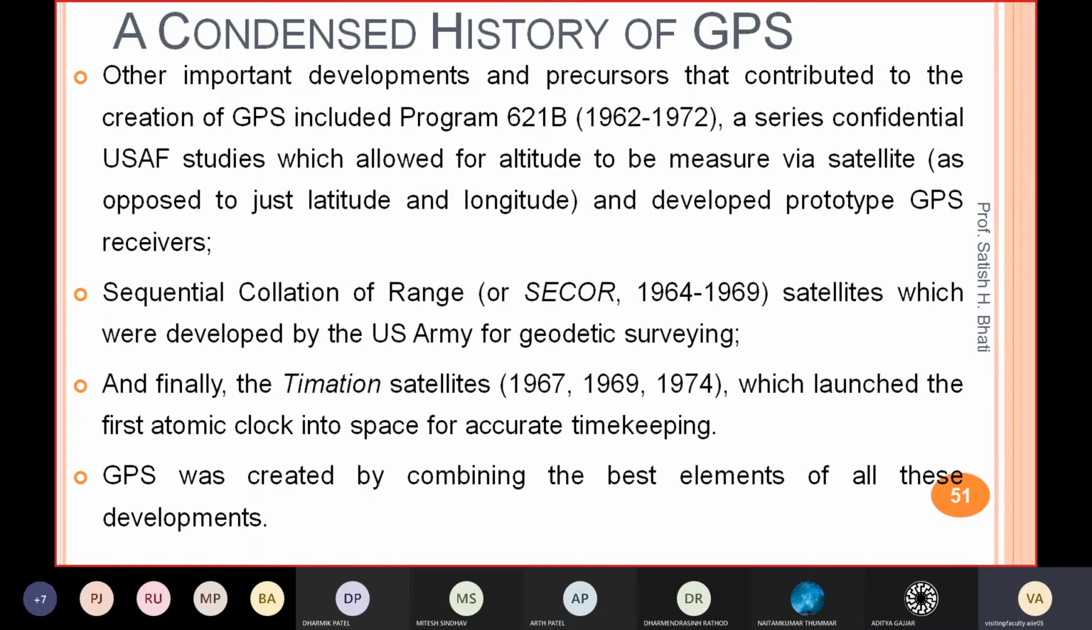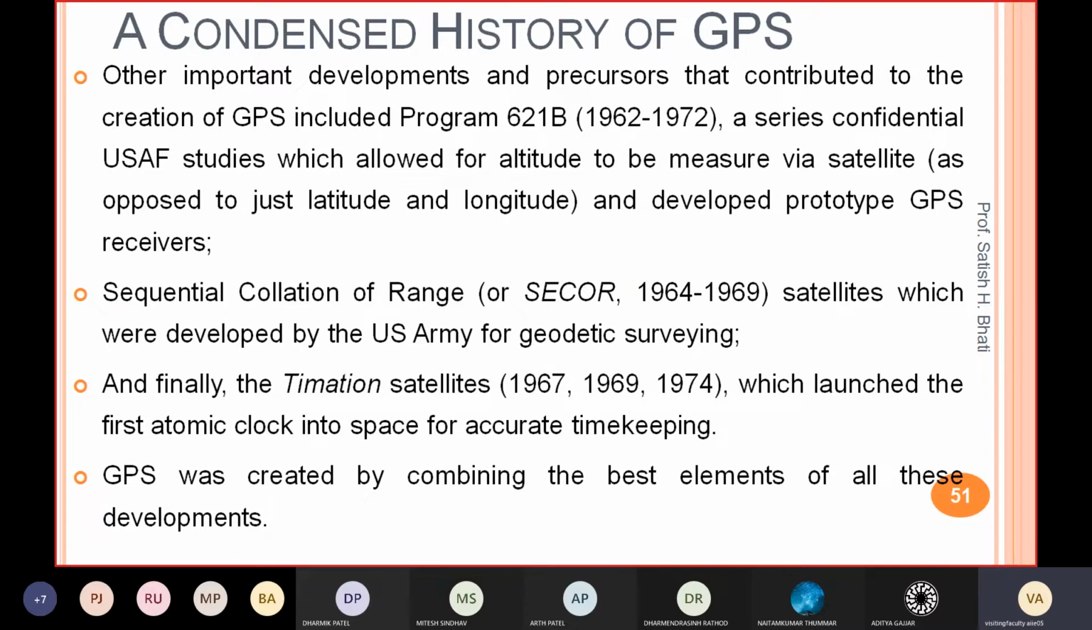After that, from 1964 to 1969, the Sequential Collation of Range, SECOR, satellites were developed by the U.S. Army for geodetic surveying. So in that duration, the satellites were developed for the purpose of the U.S. Army, and its name is SECOR. And finally, from 1967 to 1969 and 1974, specific satellites called Timation.